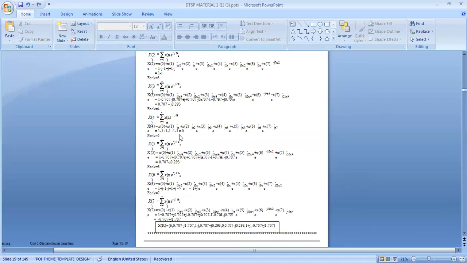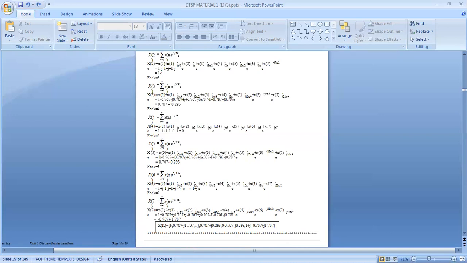So I think we can work it out using this, and then the final answer we can check: X of k is equal to 6 comma 0.707 comma minus j 1.707 comma 1 minus j 0.707 plus j 0.293 comma 0 comma 0.707 minus j 0.293 comma 1 plus j comma minus 0.707 plus j 1.707.